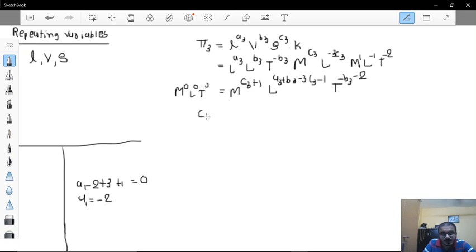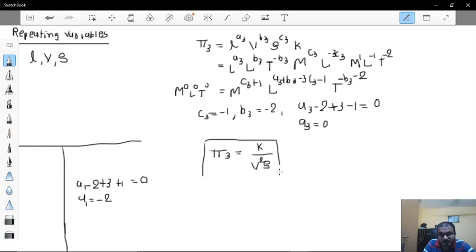So C3 is equal to minus 1, V3 is equal to minus 2, and for A3 it will be minus 2 plus 3 minus 1 is equal to 0. So A3 will be equal to 0 in this case. So finally we can write down pi 3 is equal to K upon V square rho.